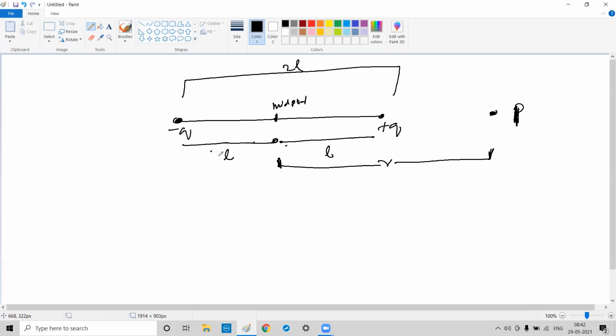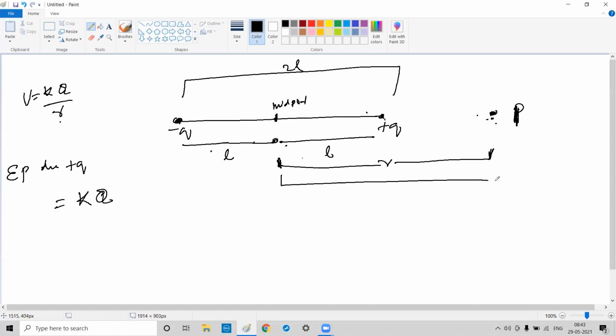Now, first thing, you consider each charge of the dipole as a point charge. So you have to find individually the electric potential at this point due to each charge. The electric potential due to the positive Q at point P you know very well: V equal to KQ by R. So K into Q, and what is the R? The distance from this side to this side is R.